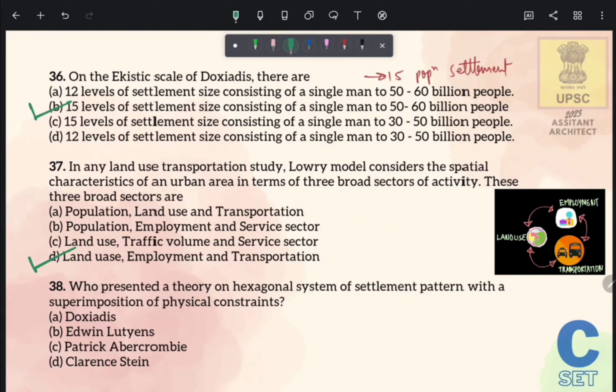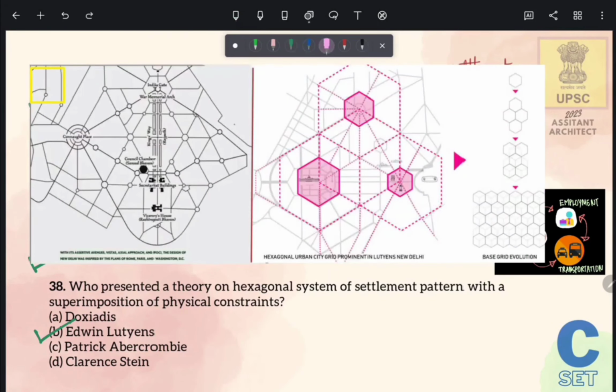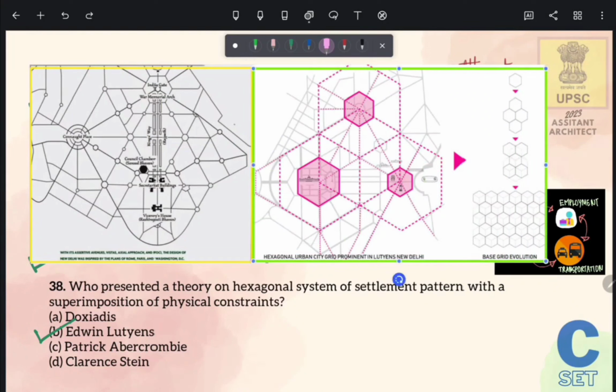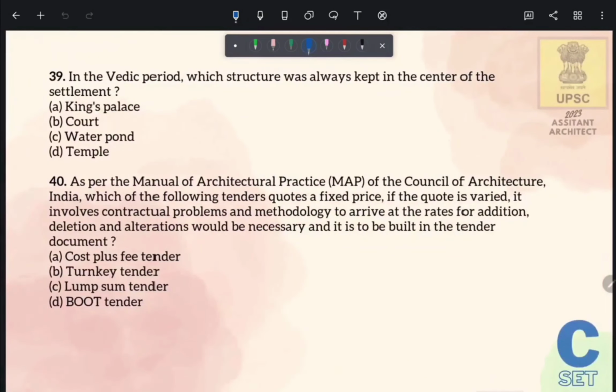Question number 38 is, who presented a theory on hexagonal system of settlement pattern with a superimposition of physical constraints? So the correct answer of this question is Edwin Lutyens, and in his plan of Delhi city, he gave this theory of hexagonal system of settlement pattern. So here in this image you can see the plan of Delhi city, and in this image you can see the concept of Edwin Lutyens for the plan of Delhi city, which is hexagonal in pattern. Now let's move to the next question.